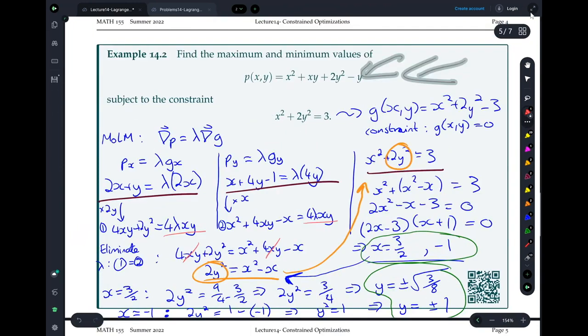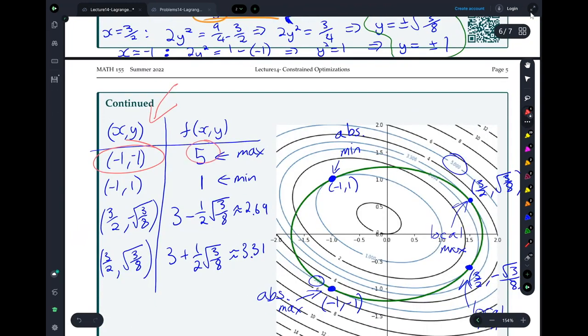And then that will give me a number out. So this gives me a 5, this one here gives me a 1, and then we have something that's about 2.69 and something that's about 3.31. Because I know that these are all the minima and all the maxima for our function on that constrained curve, I just need to pick out the biggest one. That's the maximum. 5 is the largest one, so that's the maximum.